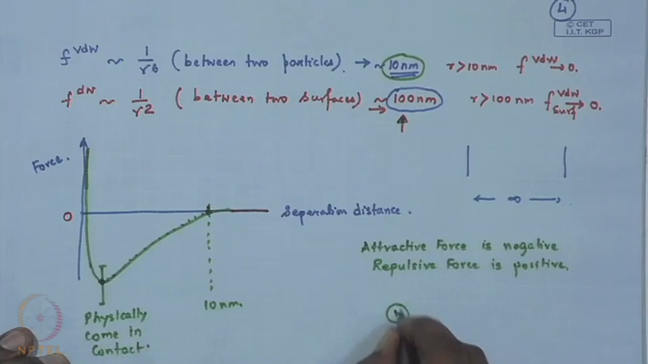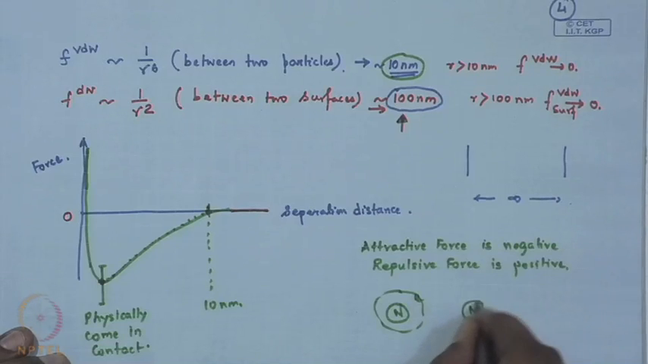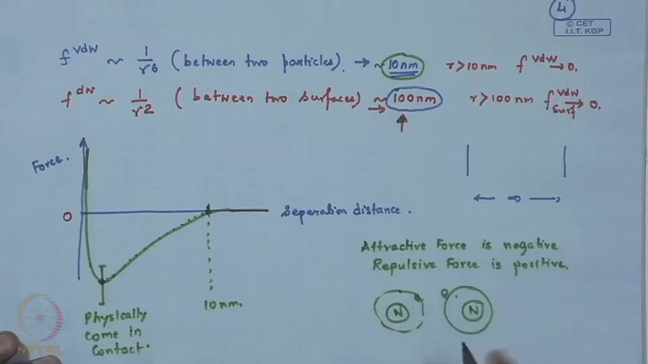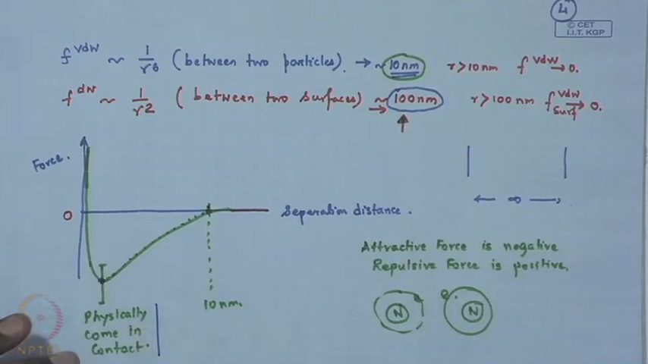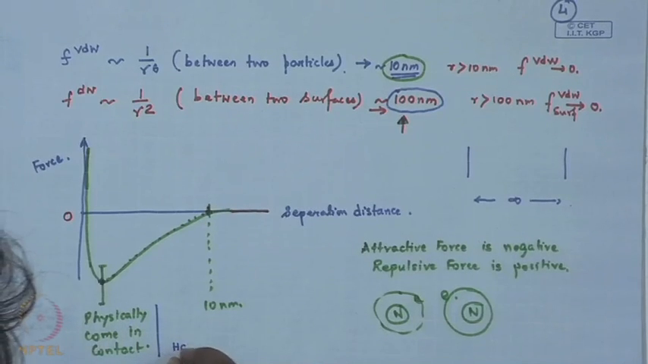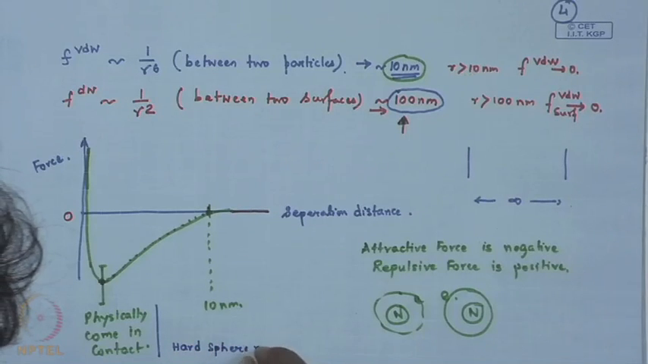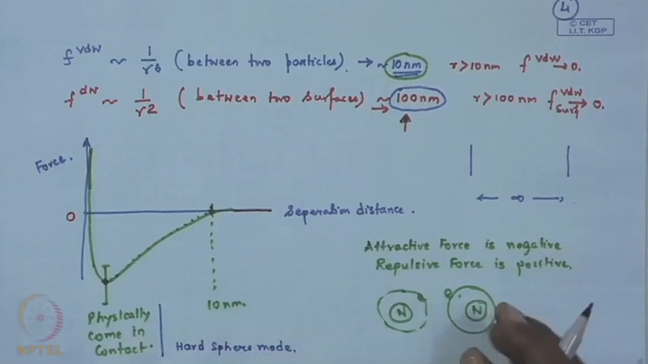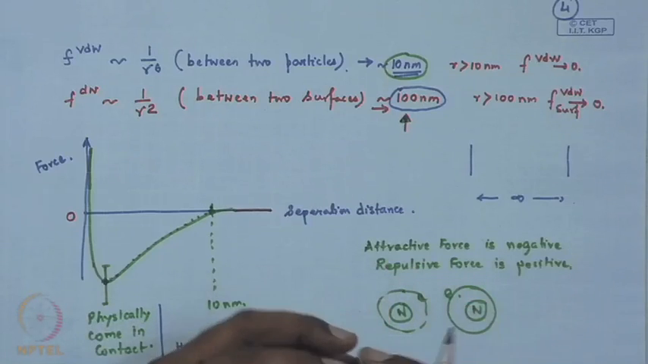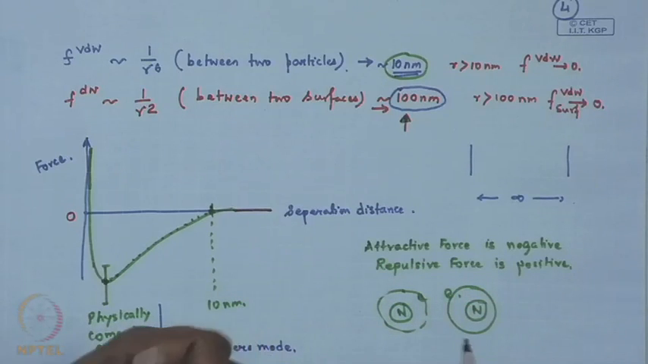So, you have this nucleus, you have this electron, and then they physically come in contact. What is assumed here, or it's easy to understand actually, is the validity of the hard sphere model. But even otherwise, if these two are in contact and you still try to force them closer to each other, what is going to happen?